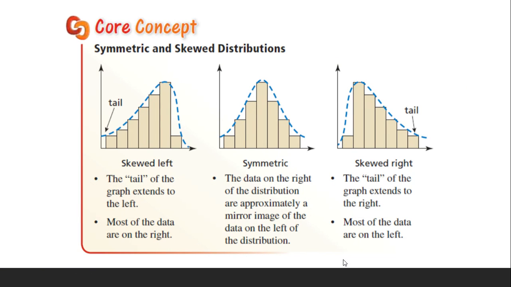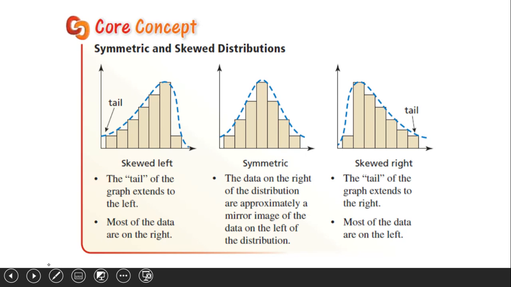A shape of a distribution can be classified in three different ways. We can classify it as skewed to the left, symmetric, or skewed to the right. For symmetric, think of the data on the right of the distribution as a mirror image of the data on the left. That's what we're talking about in this example, where it has symmetry, meaning it's the same on the left side as it is on the right side.